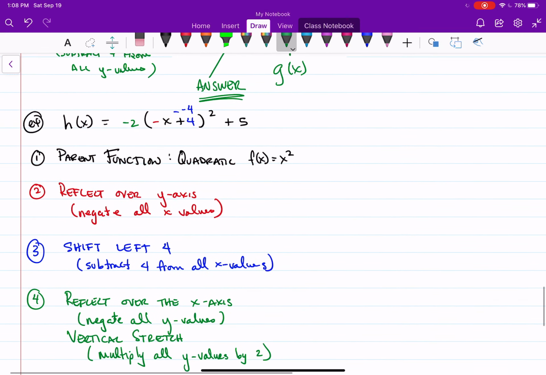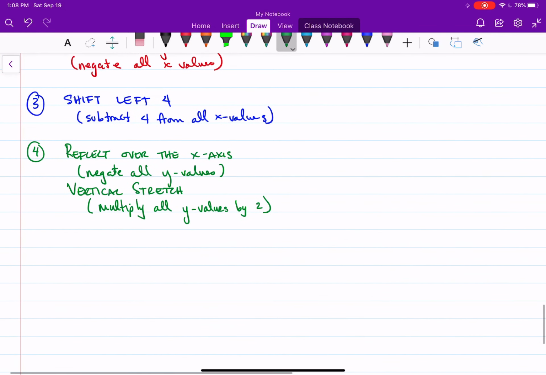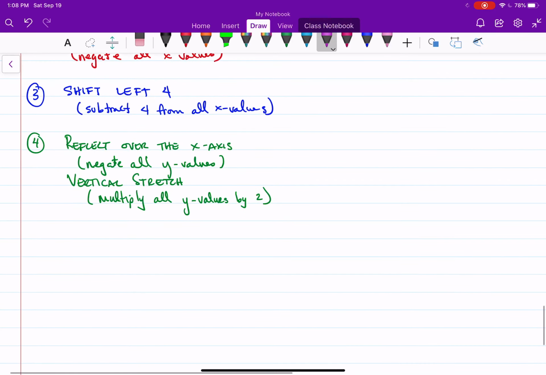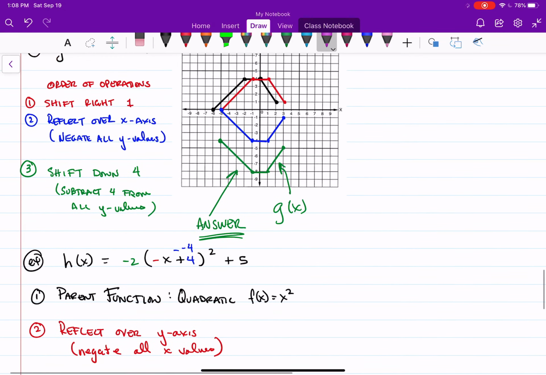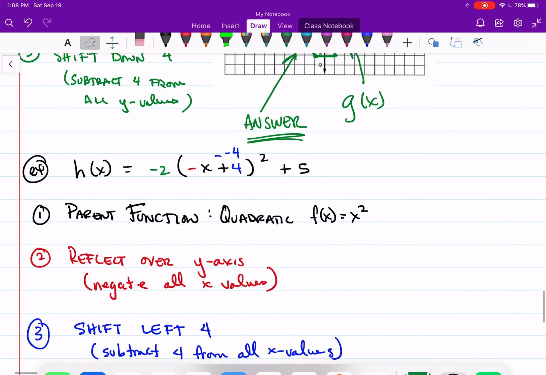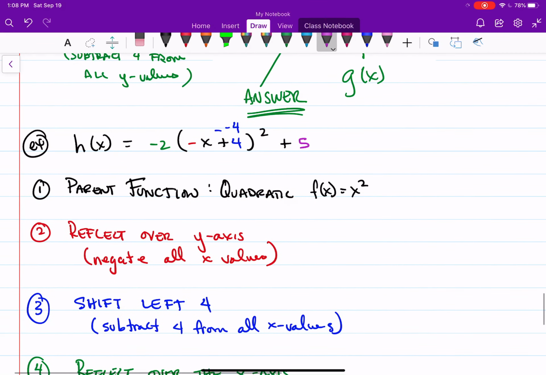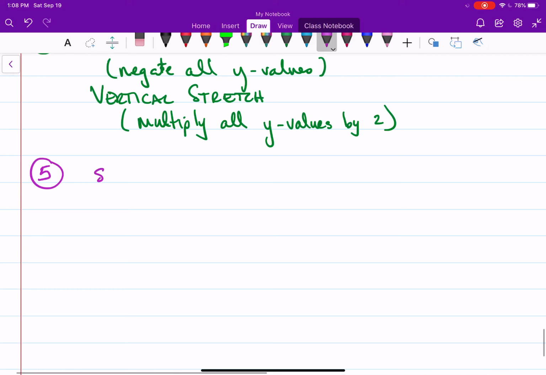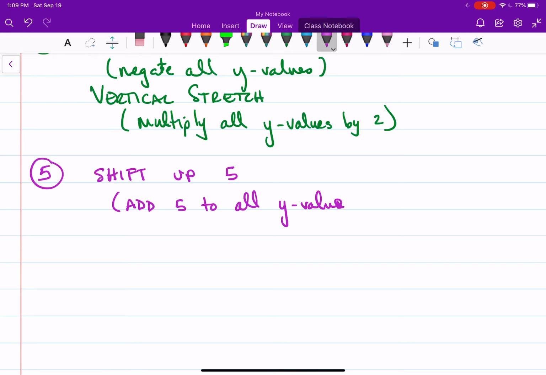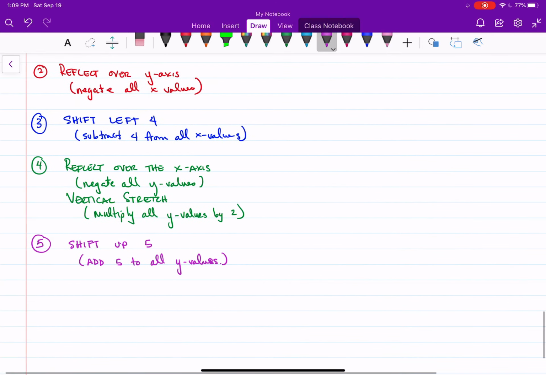And what is last? Let's see here. Might as well use something like a purple. So step 5, which is this part right here. Okay, so what does that do? That's going to shift up by 5. So in other words, I'm going to add 5 to all the y values. Okay, so that's what I would be doing.